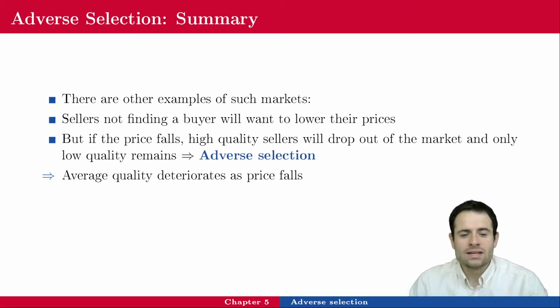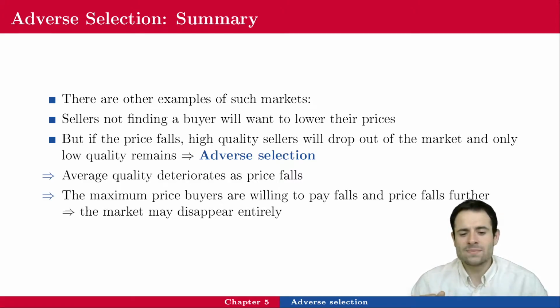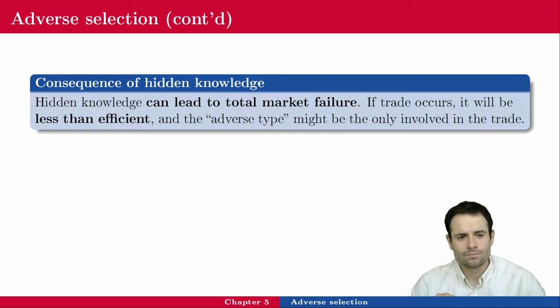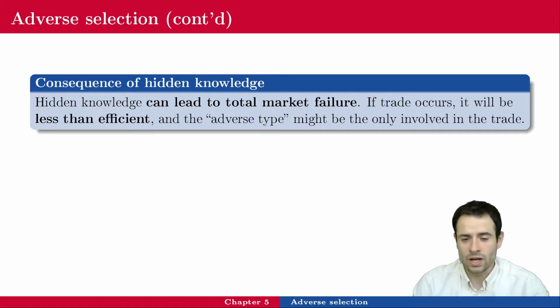So the average quality deteriorates as the price falls, and the maximum price buyers are willing to pay falls and the price falls further, so the market may in fact disappear entirely. So the consequence of hidden knowledge is that it can lead to total market failure. And if trade happens, it will be less than efficient. In this case, only lemons are sold. And the adverse type might be the only one involved in the trade. Hence the name adverse selection.